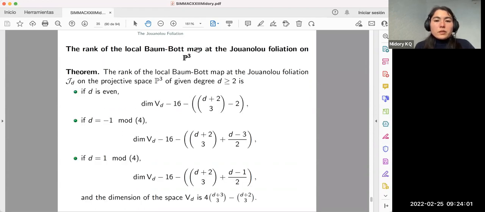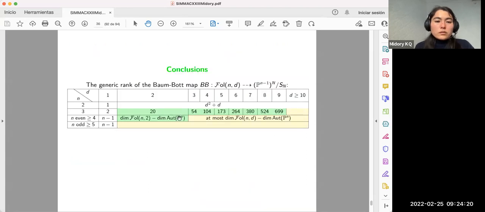And what happens on P3? Unfortunately, the rank is less than the upper bound, but we still can calculate the rank of the local Bott map at the general foliation. And so just to summarize, the result is the generic rank of the Bott map that goes from the space of foliations of the projective space of dimension n, degree D, assigning to each foliation its Bott indexes at each singular point.